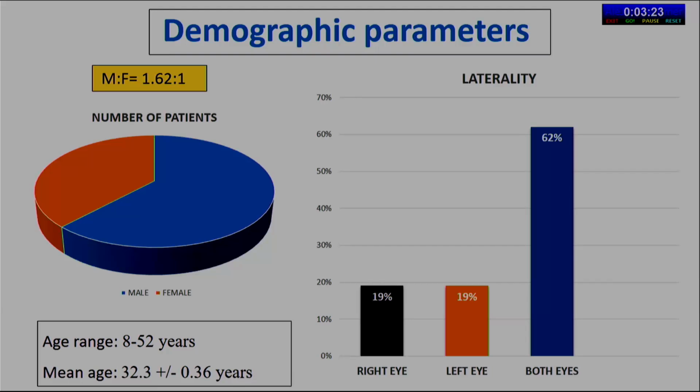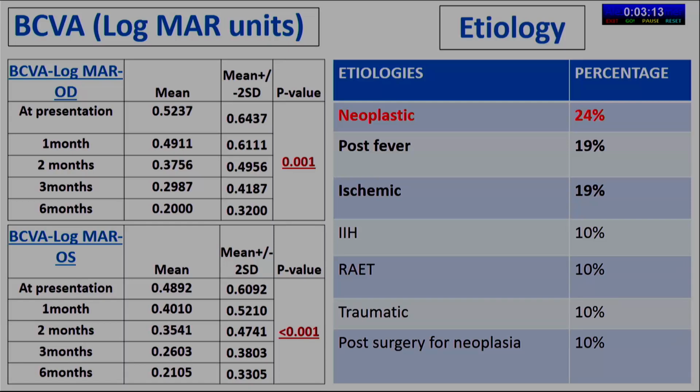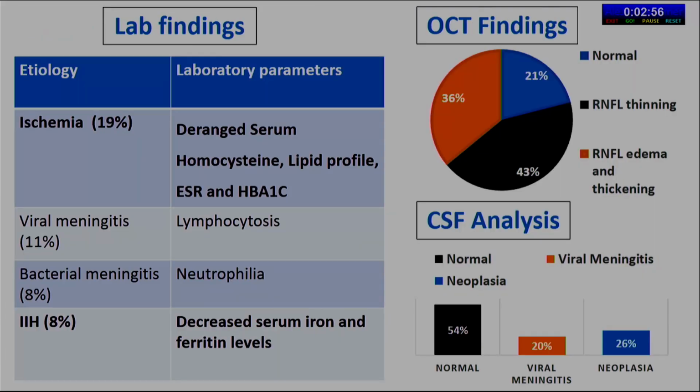On coming to demographic parameters, the mean age was 32.3 plus minus 0.36 years. There was a male preponderance in our study participants. Most common presentation was bilateral. On best corrected visual acuity, from presentation to follow-up of 3 and 6 months, there was a significant improvement in vision from 0.5 to 0.2. Coming to etiologies, neoplastic origins were most common, followed by post-fever and ischemic. On lab investigations, deranged serum homocysteine, lipid profile, ESR and HbA1c were found in ischemic patients, and in idiopathic intracranial hypertension patients, there were decreased serum iron and ferritin levels.